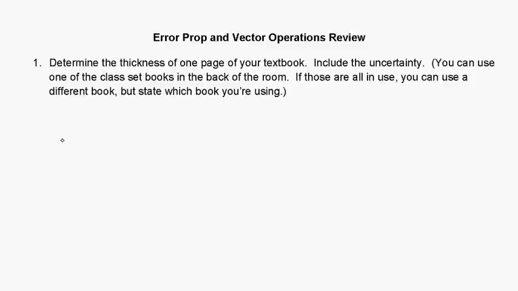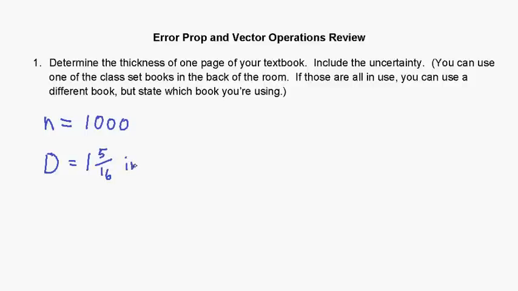Now, what you're supposed to do here, and I think you all figured this out, is measure a whole bunch of pages with some uncertainty and then divide by the number of pages. So for me, I am measuring 1,000 pages, everything from page 1 to 1,000. The amount I measured, I'm going to call that capital D.